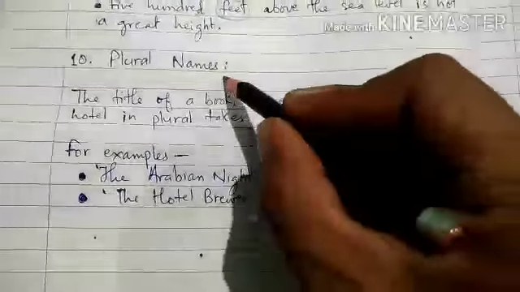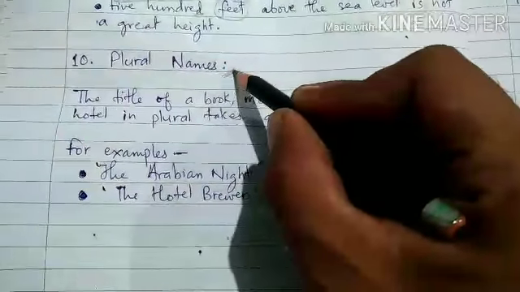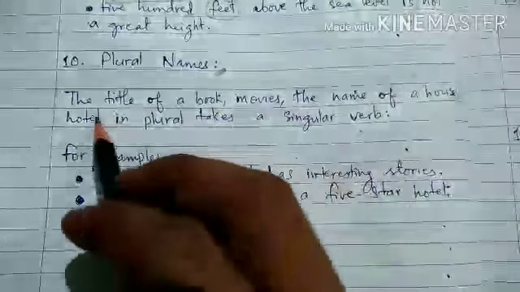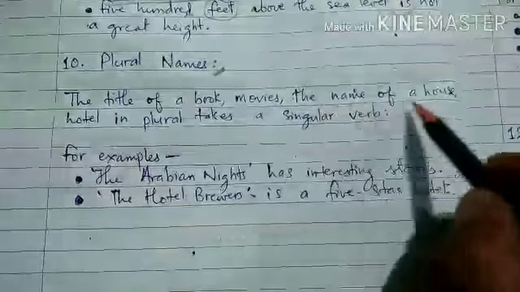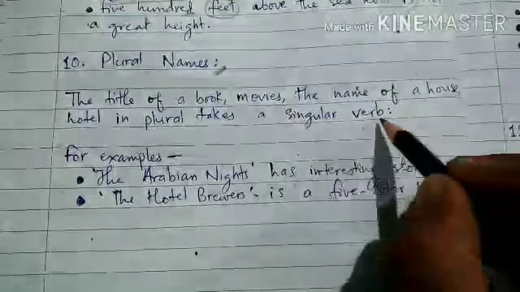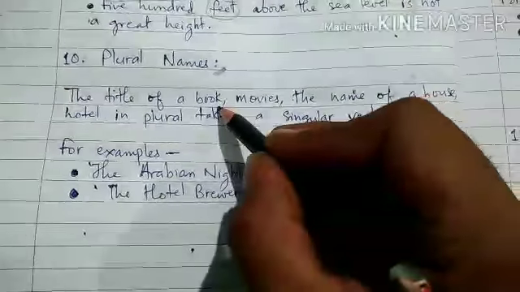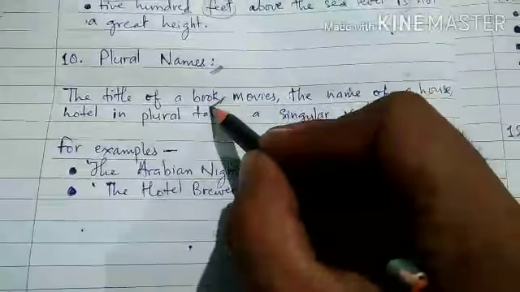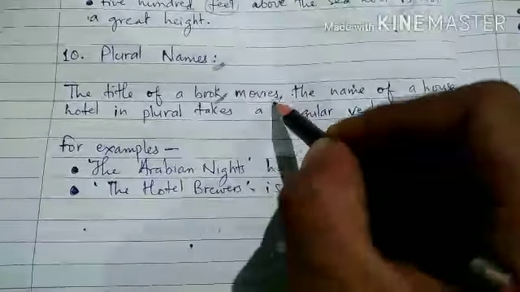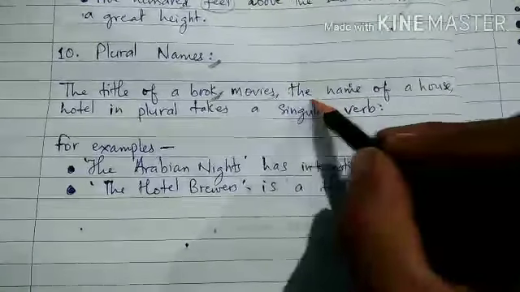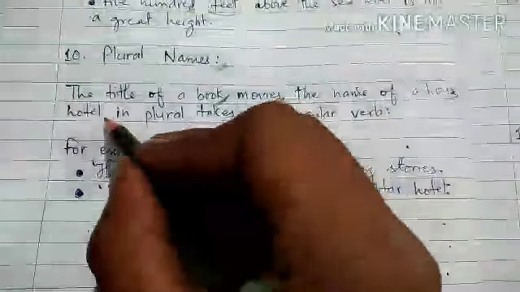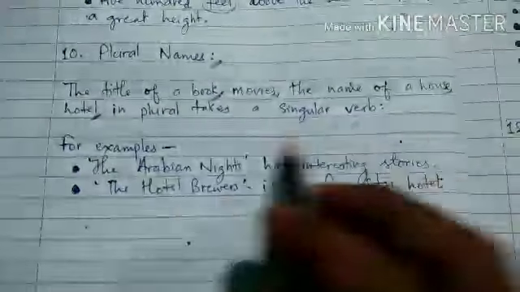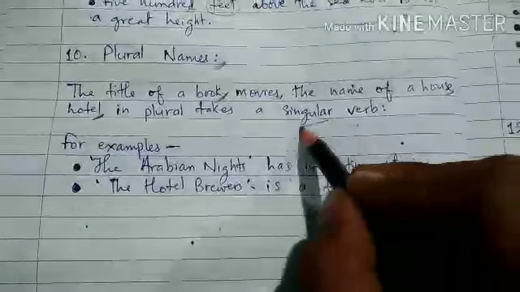Now the 10th rule or the 10th concept to understand about subject and verb agreement is plural names. So what kind of plural names? The title of a book, movies, the name of a house, hotel in plural takes a singular verb. Sometimes the title of the book is written in plural form. Movies also in plural forms. And the name of a house also in plural form. Name of a hotel in plural form. But with these types of plural names, we use a singular verb because it refers to only one.